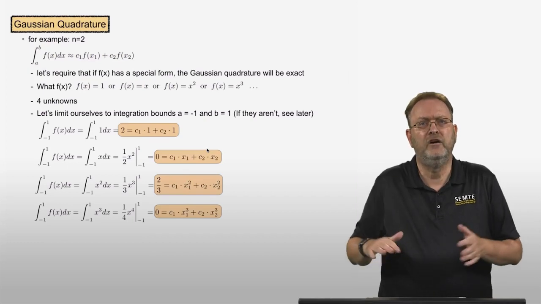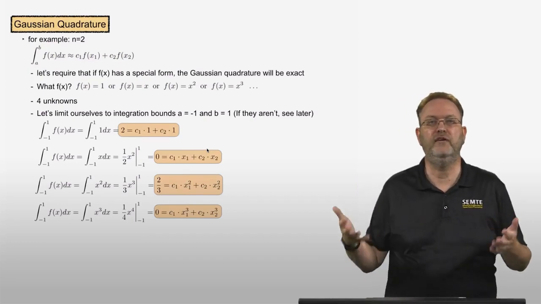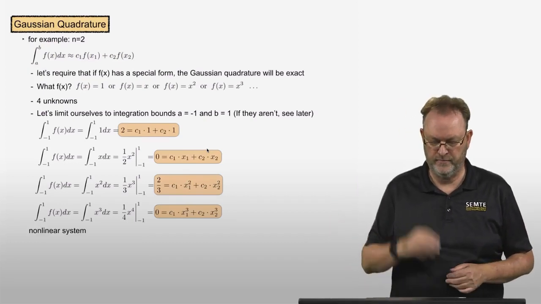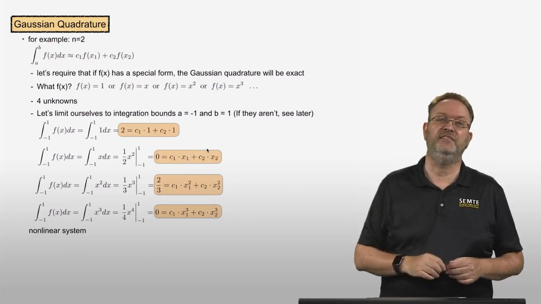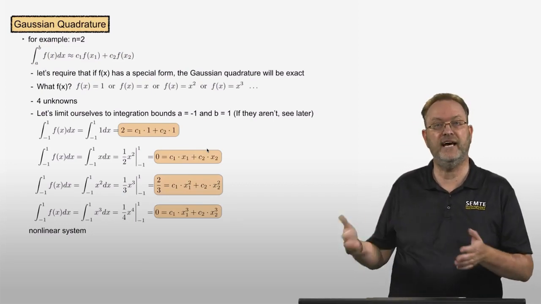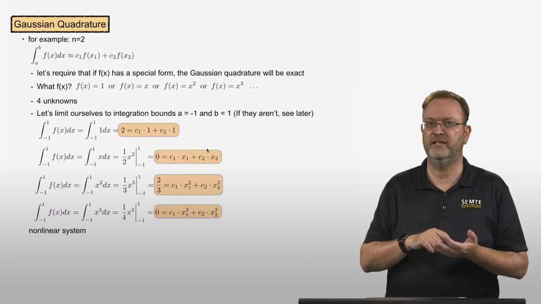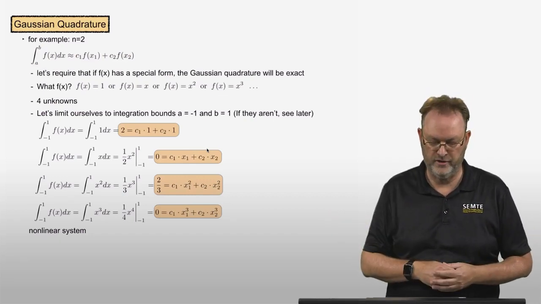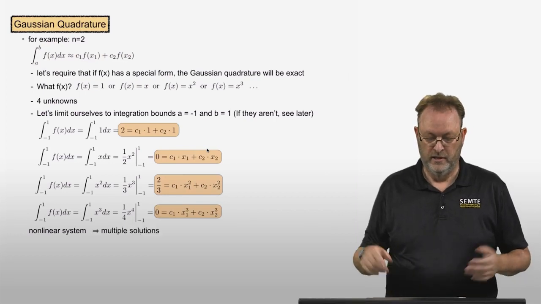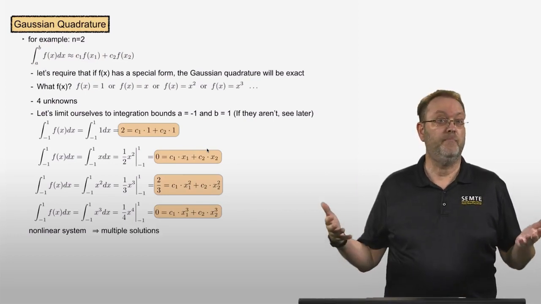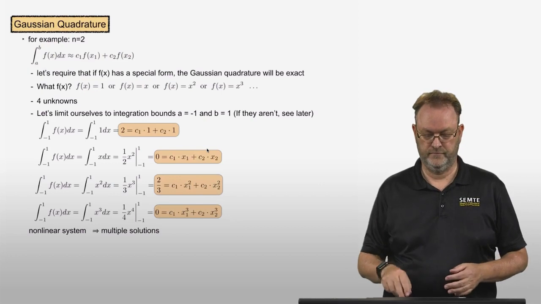So now I have 4 equations for the 4 unknowns. Unfortunately, this is a nonlinear system, right? Because the unknowns c1, c2, and x1 and x2, the x1s and the x2s appear in nonlinear terms. So there will be multiple solutions.